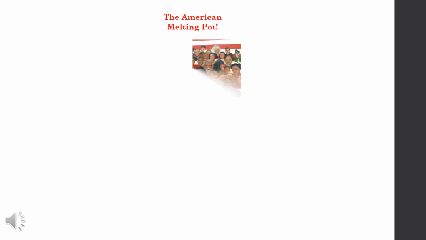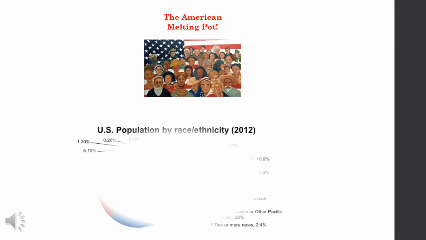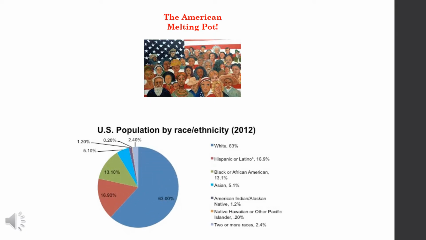Welcome to Virginia Civics and Economics Lecture 1.7c on demonstrating consent, and it's time to look at the American melting pot. That's right. That's the face of our country, and it's been like that for quite some time. Just look at this U.S. population by race and ethnicity pie chart from 2012. As you can see, we are a diverse nation, and we grow more diverse year after year.